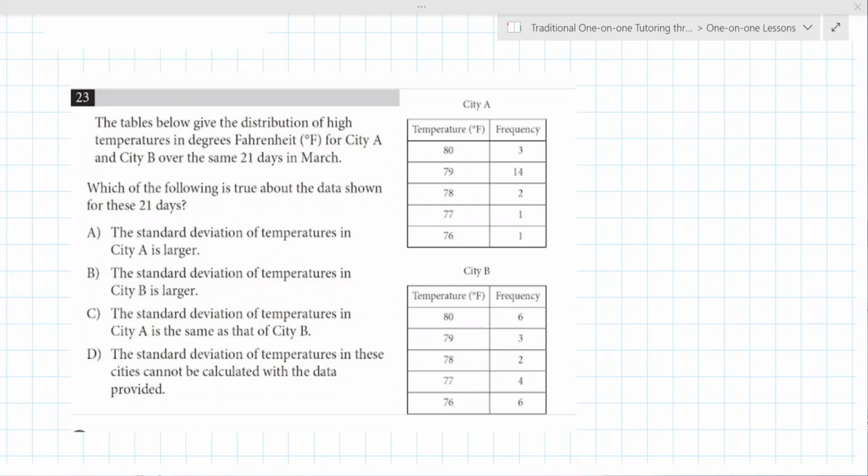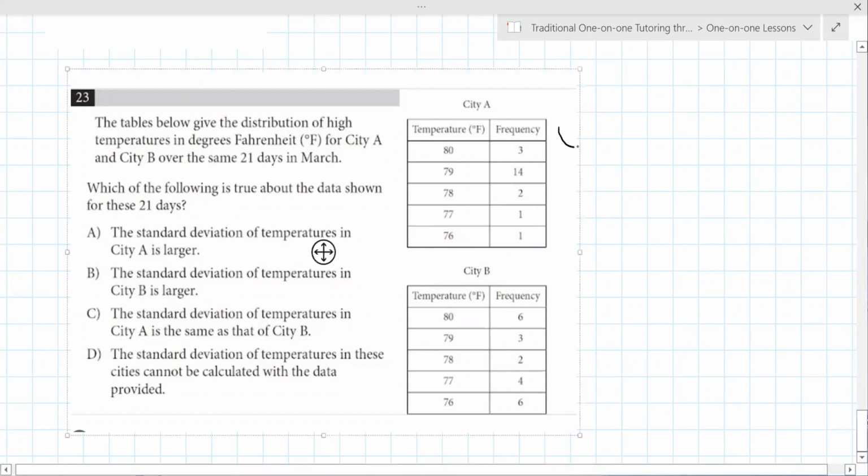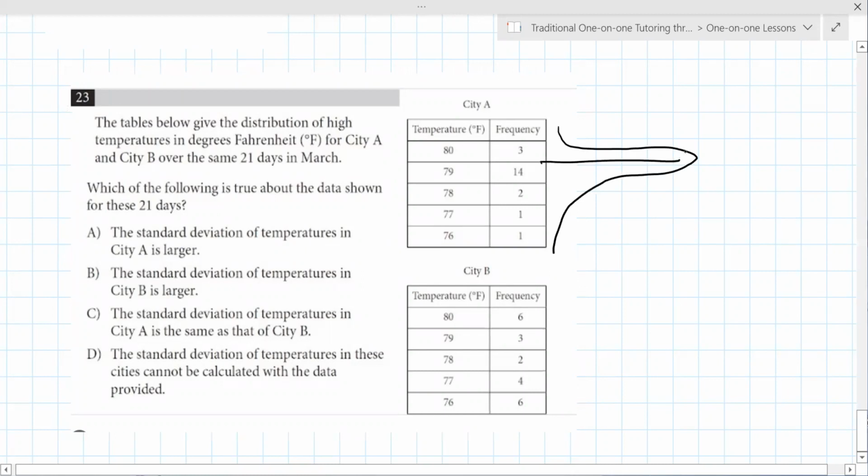Letter A. The standard deviation which is A is larger. So again, A was the one that was more clustered around that 14. So it has less standard deviation. And B was a little more spread out, even though they have the same range.